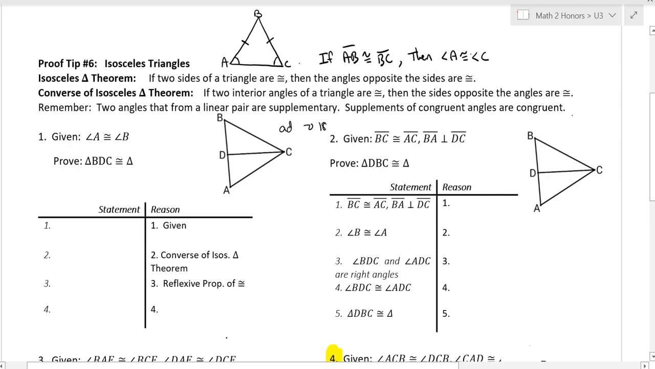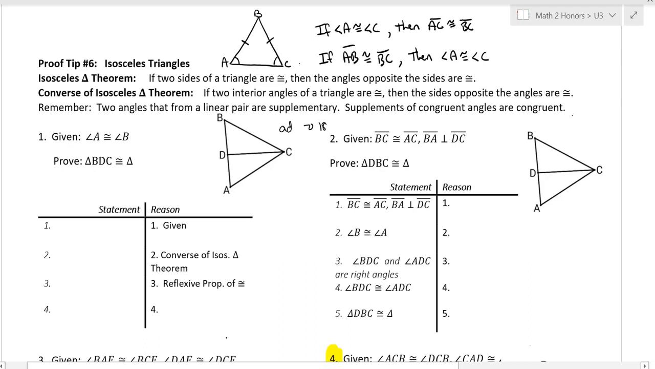Now the converse of that, or the opposite of that, is also true. You could start with the angles. If angle A is congruent to angle C, so if you have two base angles that are congruent in a triangle, then we can say it's an isosceles triangle, which means AC is congruent to BC. So both of those are working.